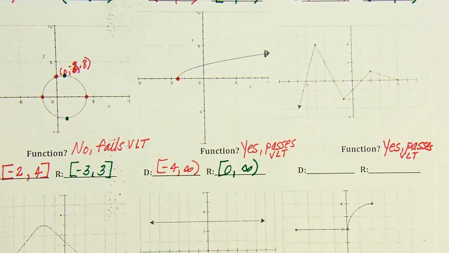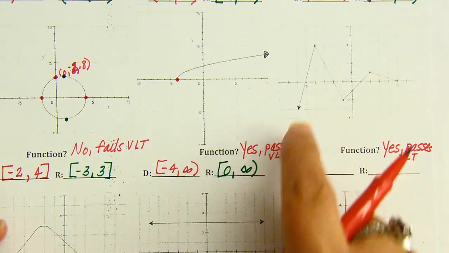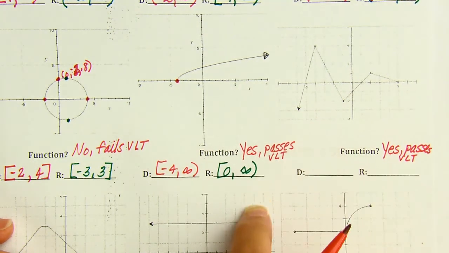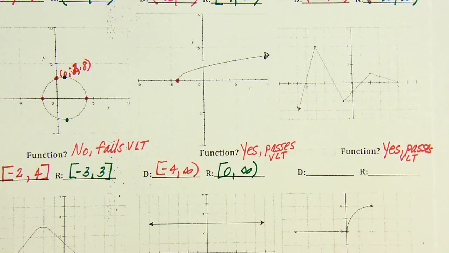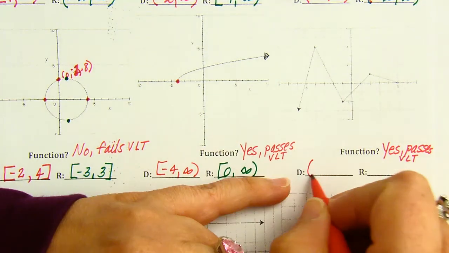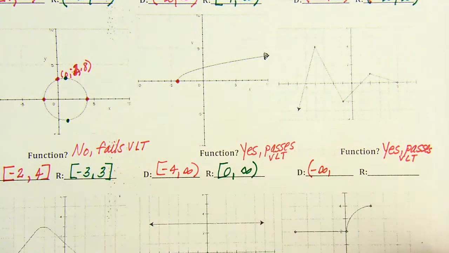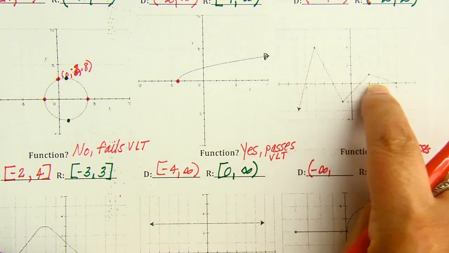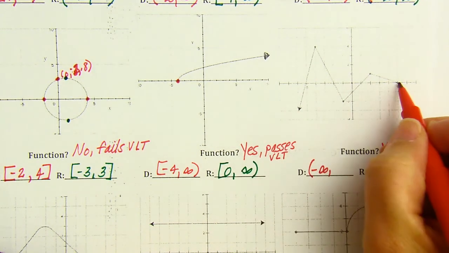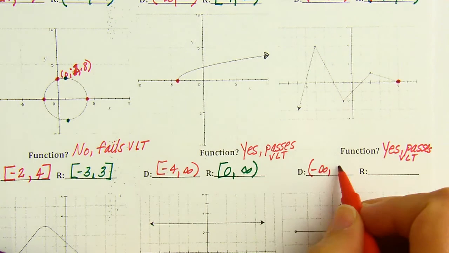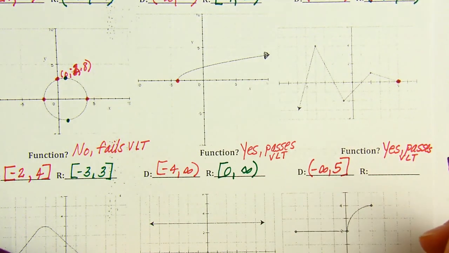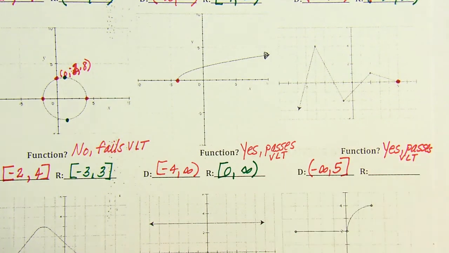Domain, remember the domain are our x values. Notice this arrow says this keeps going, so it's going to keep getting wider and wider and eventually encompassing all of the x values. So we're starting and coming in at negative infinity. But when I go to the right, I see there's a definitive stopping point right here, and that's where x is 5. And it is included, it's a closed dot, so it belongs to the graph. And so that's my domain.